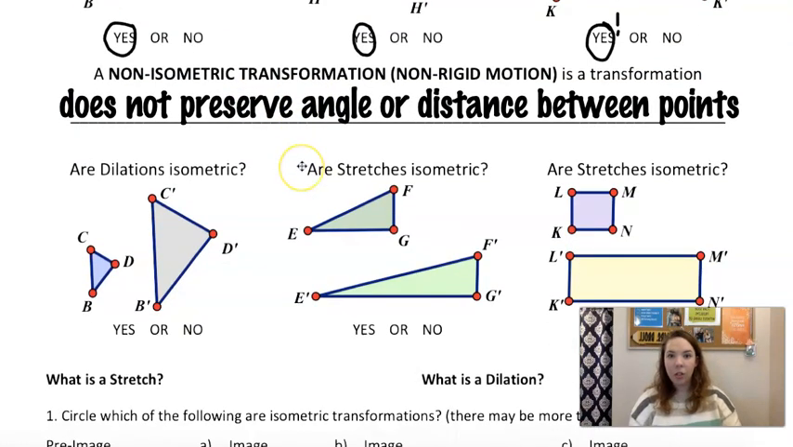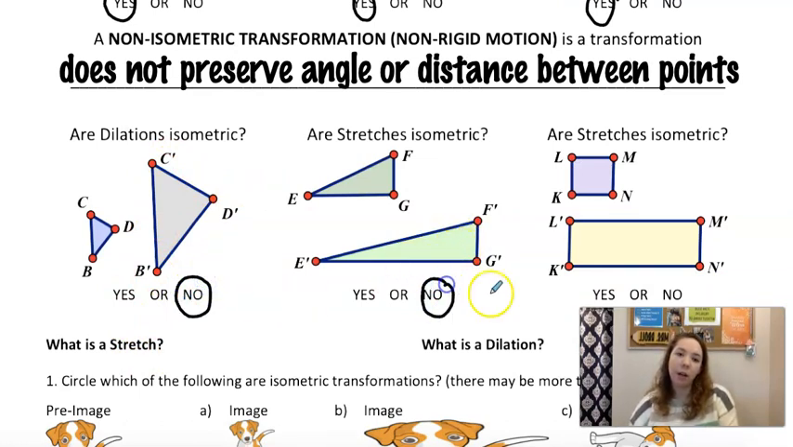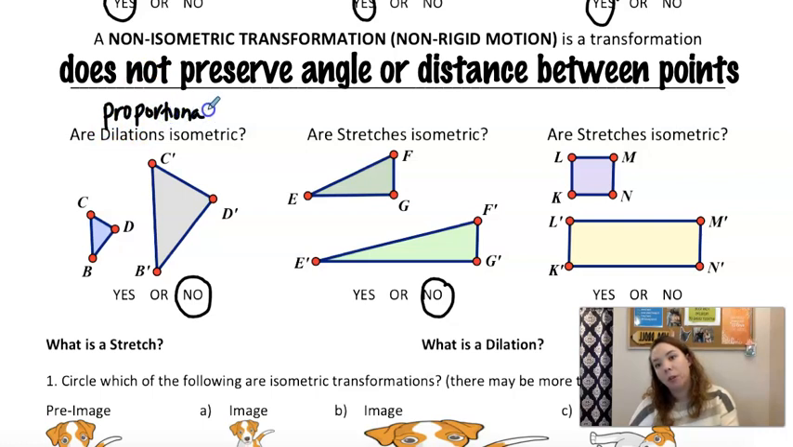All right, dilation is another big transformation where we take something and we make it twice as big, or we can make it half as big. But the side lengths are different. They've gotten bigger. So this is not isometric. Stretches, same thing. Your side lengths have gotten bigger. But also, a dilation is proportional. Just FYI for later. Like if this is a dilation of 2, it's twice as big exactly on all sides.